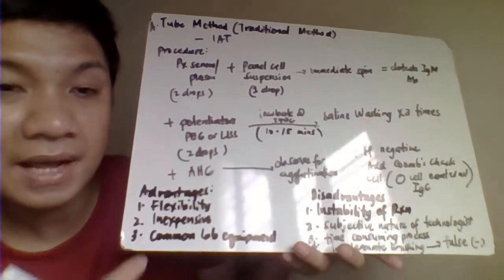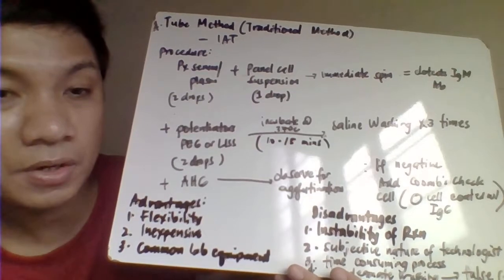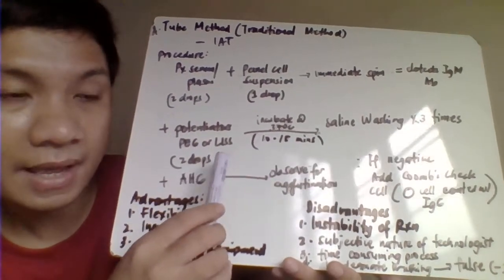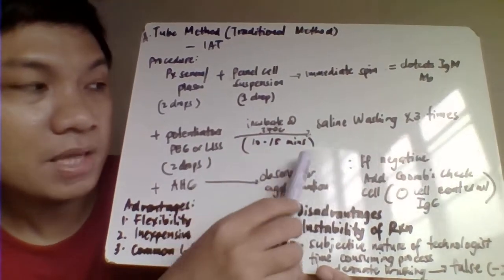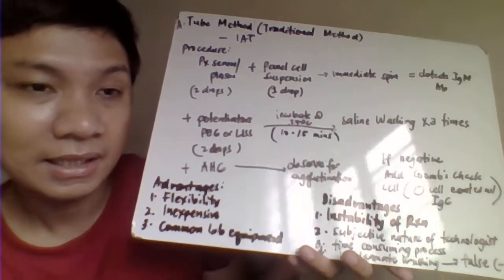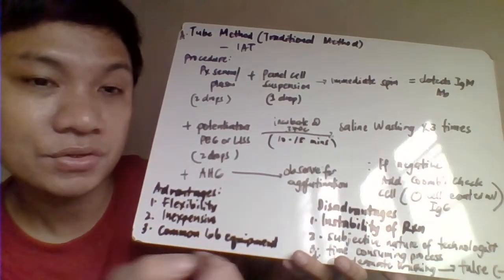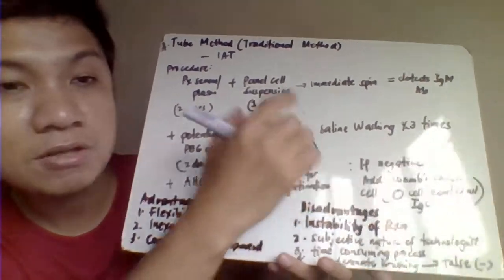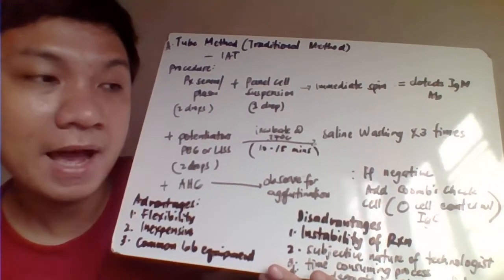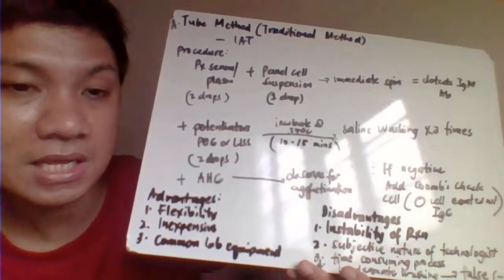Then you add your enhancement media or your potentiators. You could have here your polyethylene glycol or your LISS. Then try to incubate at 37 degrees Celsius here for 10 to 15 minutes. Then after that one, you can centrifuge. Pwede mo centrifuge dito, observe for agglutination reaction. Then after that one, pag wala, then perform your saline washing for 3 times.